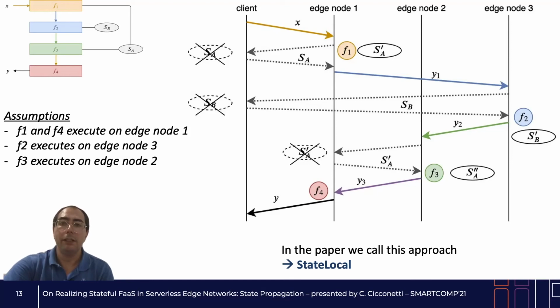Then when function F3 is invoked by edge node 2, it requests the state from edge node 1, which invalidates the state on edge node 1, and edge node 2 becomes the new owner of the newly modified SA double prime. On the other hand, function F4 on edge node 1 does not request or modify any state, since it is, as a matter of fact, truly stateless.